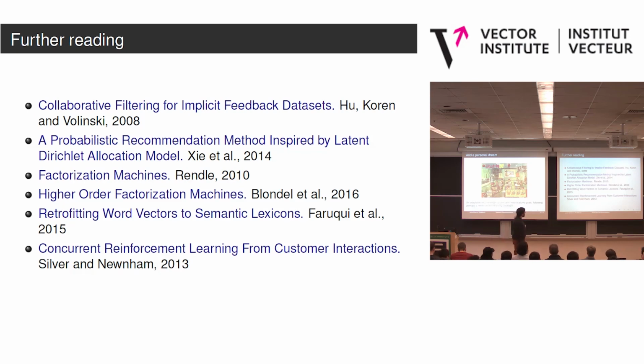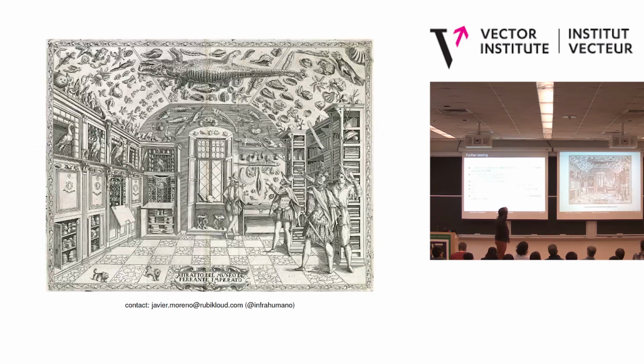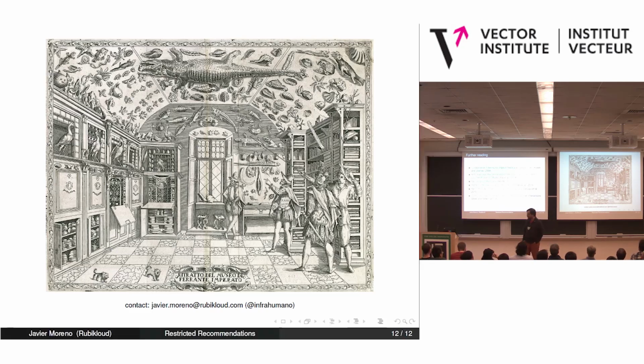This paper about retrofitting word vectors to semantic lexicons has been interesting, and I think it's promising. I think we're going to implement it very soon. And then finally, for our dream, this is more or less the reason for our dream, this paper by Silver, where they describe very broadly how a reinforcement learning system would work in the context that we are essentially trying to address. So those are the papers I would like to recommend.